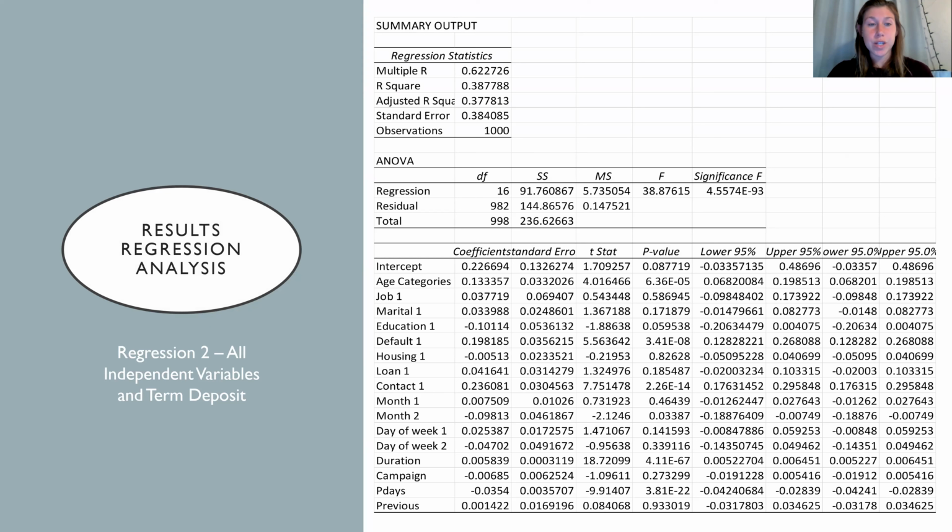My second regression analysis analyzes the relationship between my independent variables and my dependent variable, term deposit. My multiple R was on the positive side, showing a stronger correlation or relationship. So at the very top under regression statistics, it says 0.62. Therefore, on the higher side, showing a strong relationship between all of my independent variables and my dependent variable.